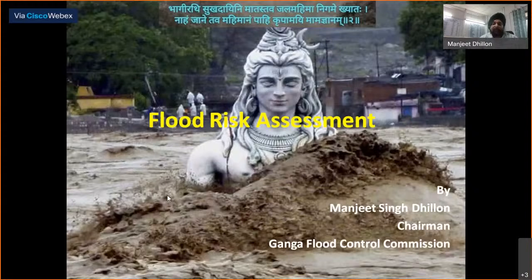Our first slide is on Lord Shiva. According to our mythology, Lord Shiva controlled the Ganges, which came down in the form of six or seven rivulets and created havoc. Then Lord Shiva held the Ganga for the betterment of mankind. We are showing this because it is in line with the mandate of Ganga Flood Control Commission, that is controlling floods and managing floods.